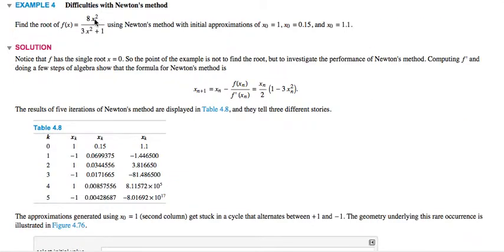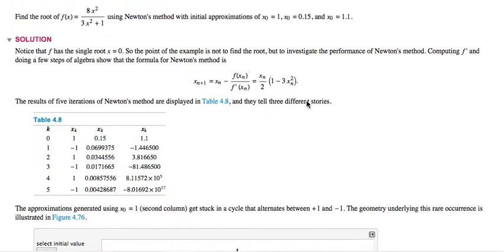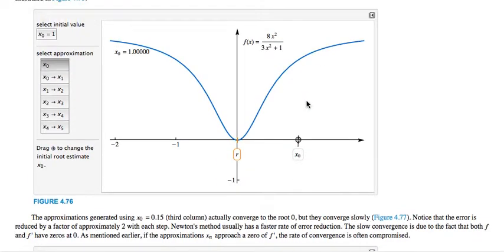Now you'll notice here that since we have a second degree polynomial on top and a second degree polynomial on bottom, this method is not really necessary because this is going to have a single root at x equals 0. The interesting thing here is really just to watch Newton's method at work. So here you can see the simplification of Newton's formula, and let's take a look at the different iterations.